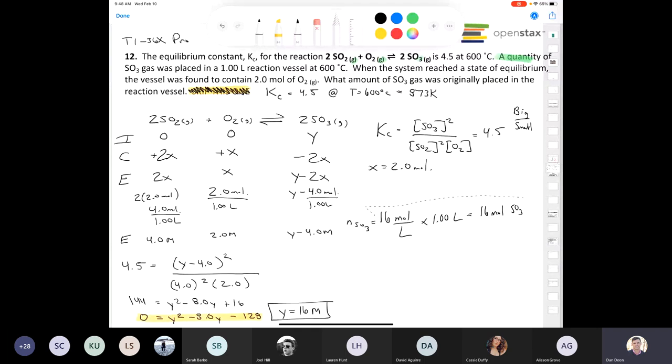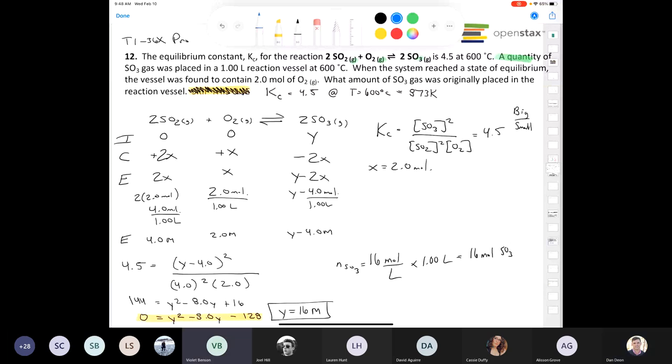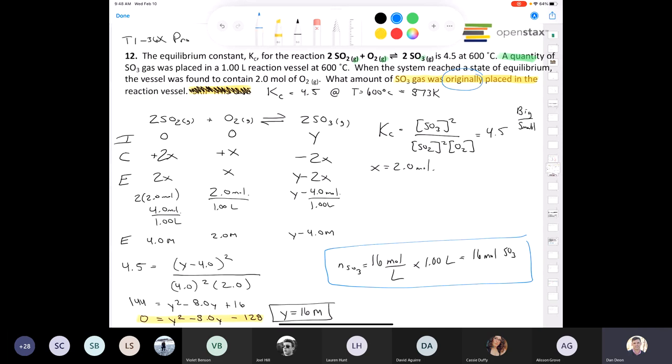I have a question, if that's okay. Go for it. So in our ice table, we have Y minus 4.0. Would we not subtract that to figure that out? Or would you use the original Y? No, because you solved for Y in the polynomial, right? You're not asked for the amount of SO3 at equilibrium. It's asking you what's the amount of SO3 gas that was originally, initially placed in the reaction vessel. So that's what you're solving for here. Does that make sense? Yeah, thank you.